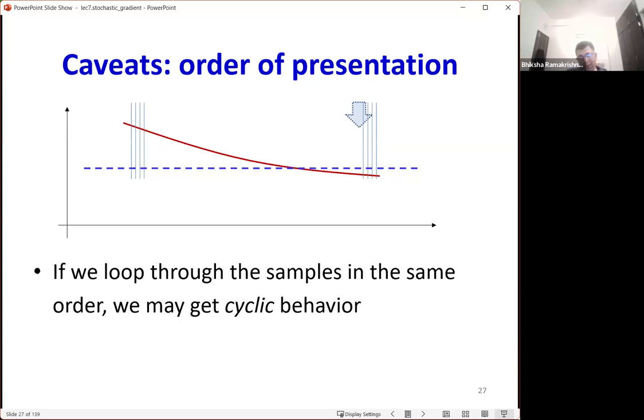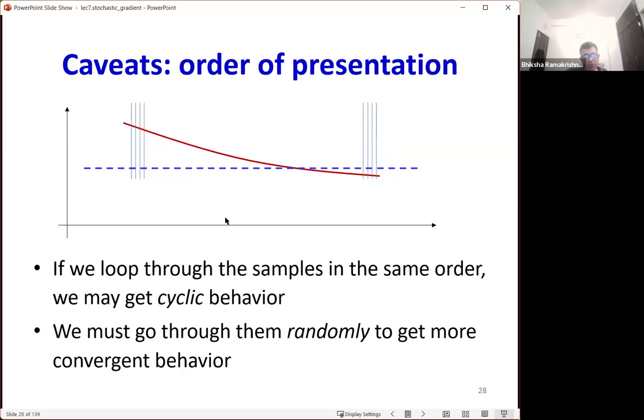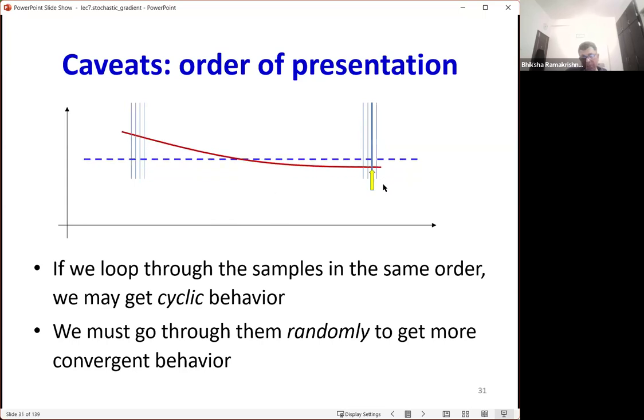So can you suggest a solution to this? Anyone? Go through the points randomly, right? So what we must do is go through the points randomly to get more convergent behavior. You maybe make a correction over here, randomly select this point, push it down here. Then you randomly select something and maybe you get something on the right side. You push that up here. And so you have to randomize the order in which you sample the points to prevent such cyclic behavior. Otherwise, it will not work.